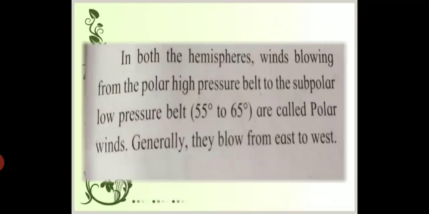Now moving on to the next type, that is polar winds. In both the hemispheres, winds blowing from the polar high pressure belt to the subpolar low pressure belt, 55 degree to 65 degree, are called polar winds. Generally, they blow from east to west.